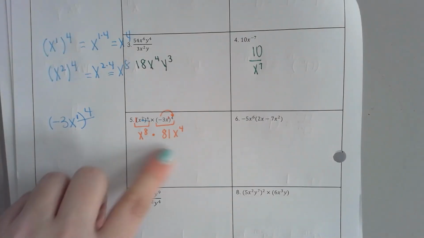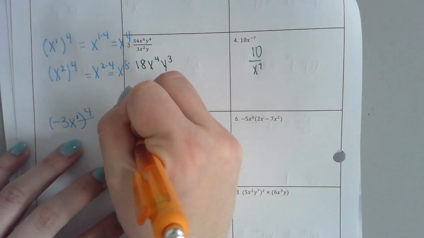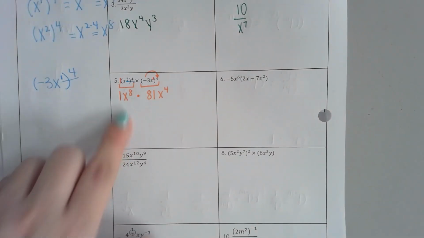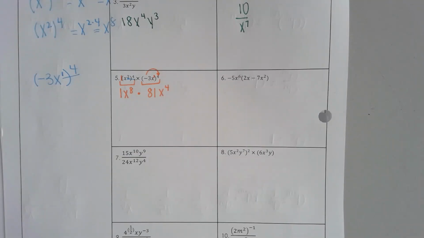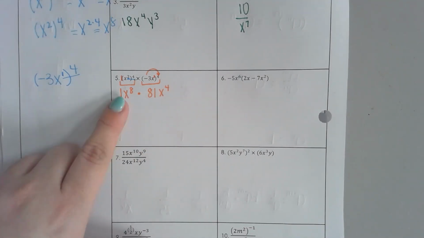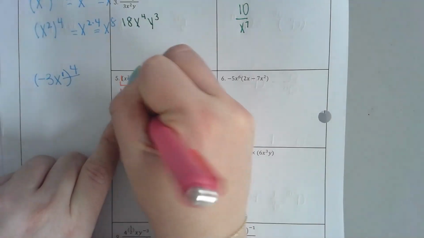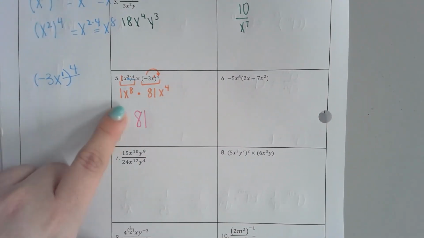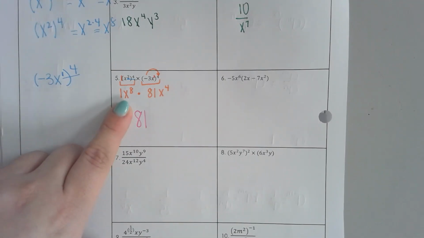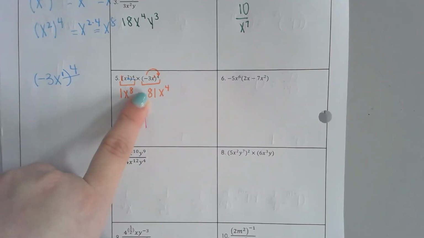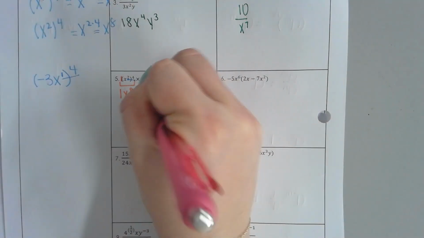Alright, and so here we multiply, this is really 1x to the 8th times 81x to the 4th. The numbers in the front, are they exponents? No, so you just multiply them like normal. So what's 1 times 81? 81. The x, here I'm doing x to the 8th times x to the 4th. I'm not doing x to the 8th to the 4th power. There's a difference. X to the 8th times x to the 4th. You add the exponents to get x to the 12th.